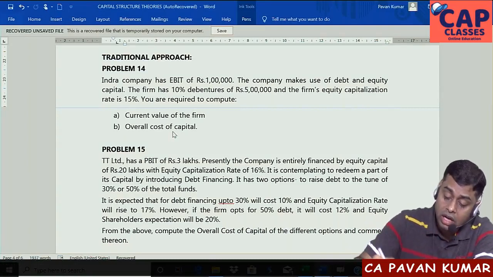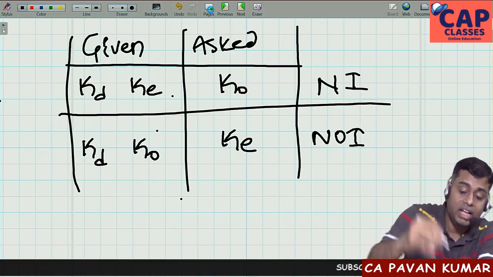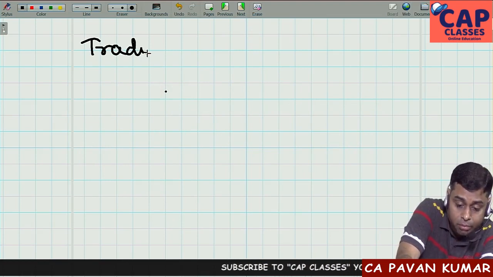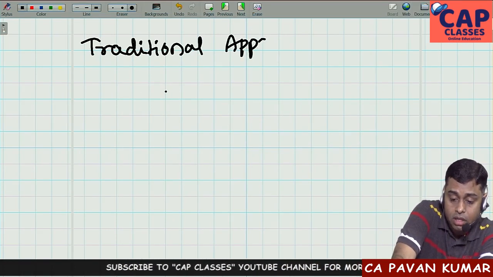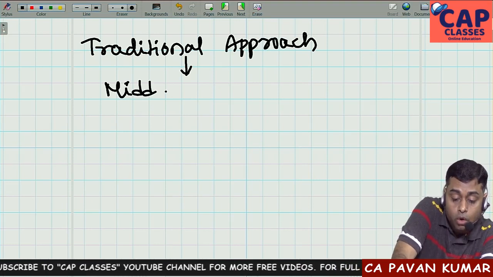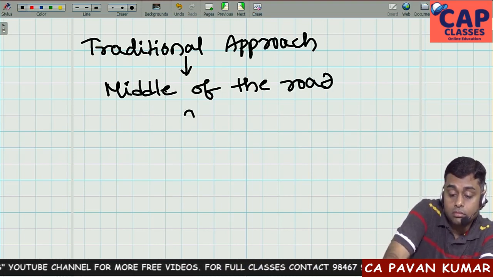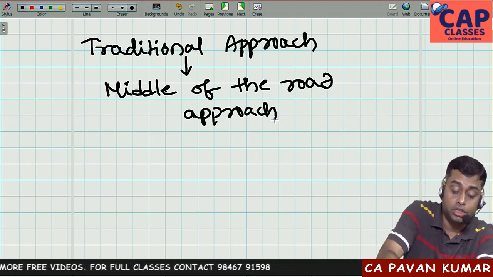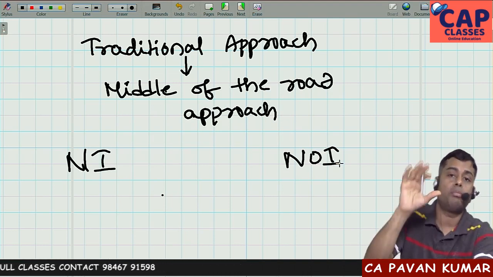Okay. So having understood what is net income approach and what is net operating income approach, now let us go to the next approach, which is traditional approach. So what is a traditional approach? This is also known as middle of the road approach. Why is it called middle of the road approach? Because it tries to balance net income approach and net operating income approach.